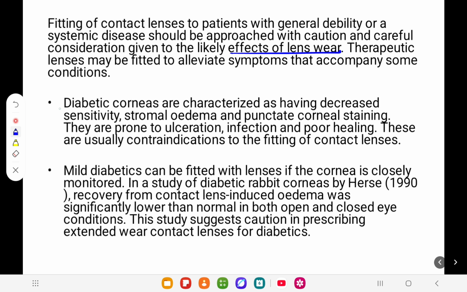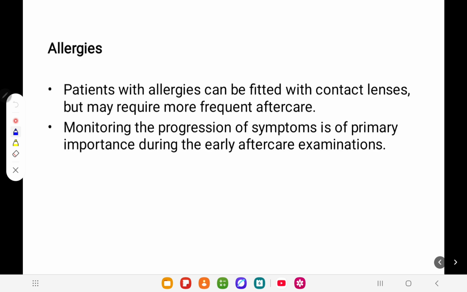Yes, but if the patient is diabetic, then we have to know that the sensation of the cornea is decreased in case of diabetes. So there is a high chance that we insert the contact lens and it creates a lot of problems. That's why we have to know if a systemic condition is there. Allergic is the same thing. A patient with allergy can be fitted with contact lens but requires more frequent aftercare, and sometimes we have to be cautious whether the contact lens solution creates some problem or not. So we have to monitor frequently.